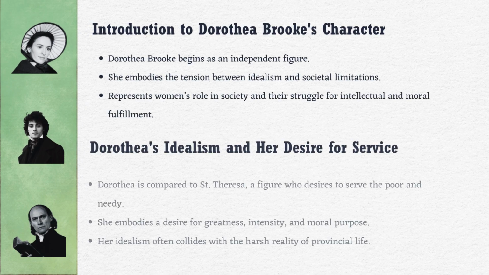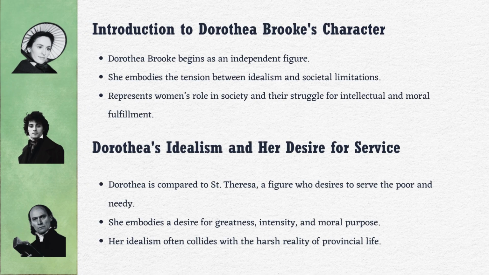Let's begin by exploring Dorothea Brooke, one of the most complex characters in Middlemarch. She represents the idealistic, visionary young woman, someone who yearns for intellectual and moral fulfillment. Dorothea's story begins as an independent tale, which George Eliot then integrates into the broader narrative of Middlemarch. Through her, Eliot explores themes of societal limitations, especially on women, and how these limits clash with Dorothea's lofty aspirations.